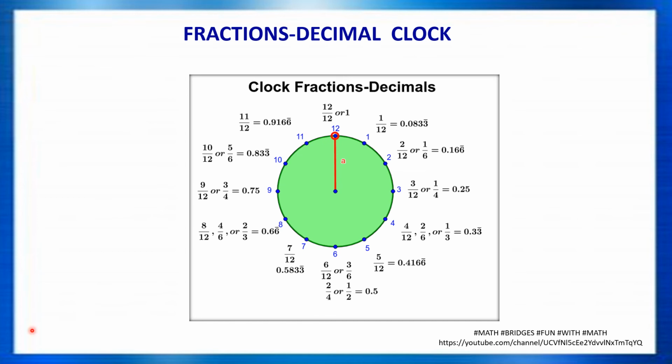Fractions and decimal clock. Interesting, right? That means fractions and decimals, they both are correlated. Here, as 12 parts are there, 1 to 12 numbers, whatever the number is, we are dividing by 12. 12 by 12, 1 by 12, 2 by 12, 3, 4, 5, 6, 7, 8, 9, 10, 11. The numbers in the clock divided by 12, you can convert into decimals and make it a decimal clock, or just take it as a fraction and make it a fraction clock.